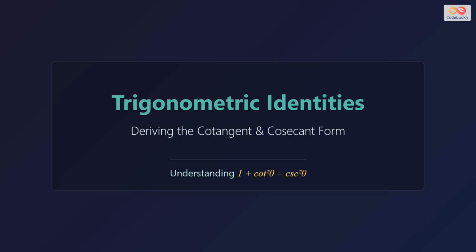Hello and welcome. In this trigonometry lesson, we are going to explore a very specific and useful variation of the Pythagorean identity. We will learn how to derive the equation involving 1, cotangent squared theta, and cosecant squared theta. This is essential for simplifying complex trigonometric expressions.